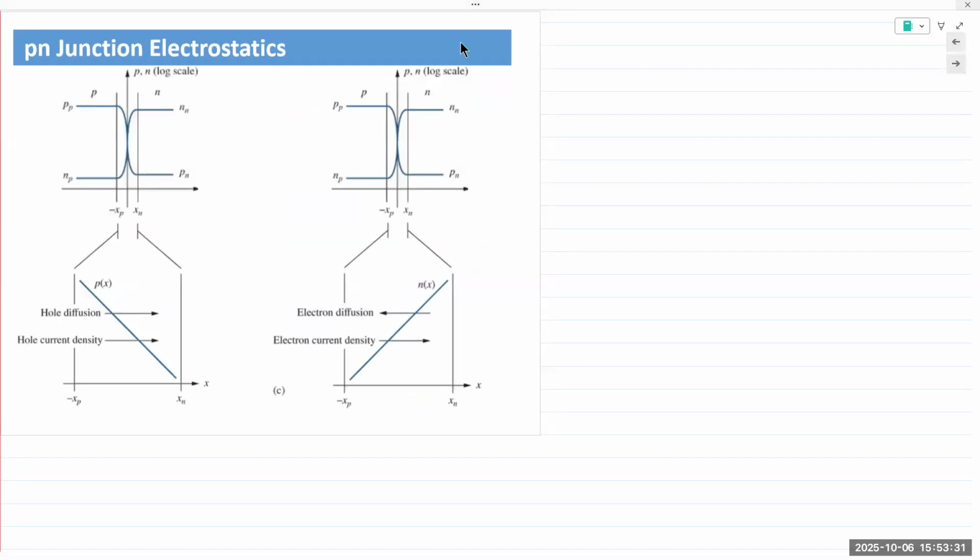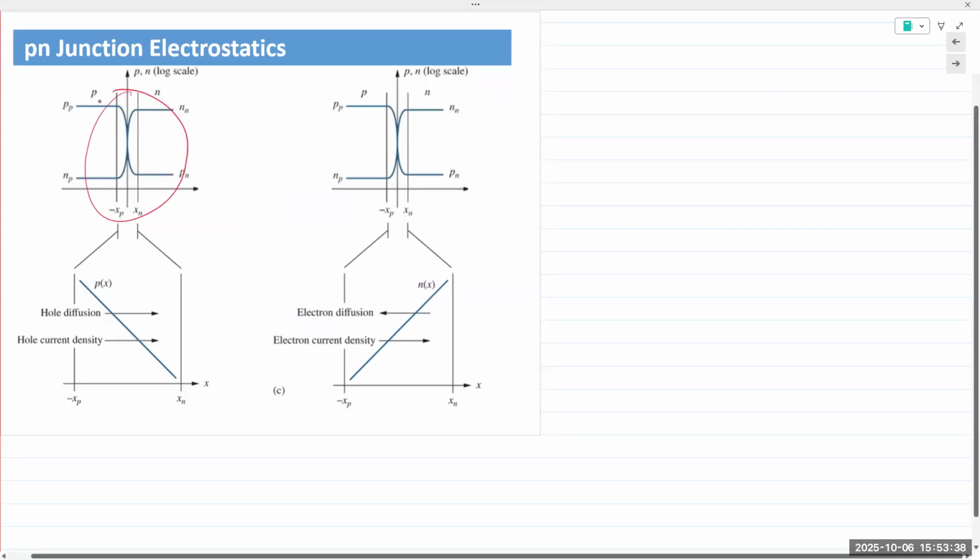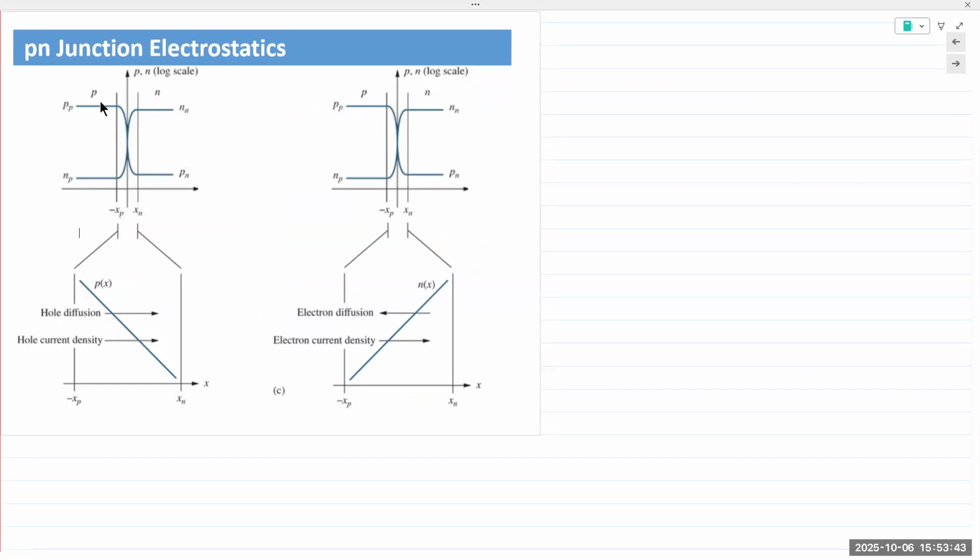So what is happening? There's lots of things going on here, actually. When you have this crossing at the junction, there are 2 or 3 different effects, but the first effect that we're looking at is diffusion. Remember, we spoke about charge carrier diffusion because of concentration gradient. On the left side, we have an excess of holes. Those holes are going to diffuse through the junction, cross the barrier, and go over to the other side.